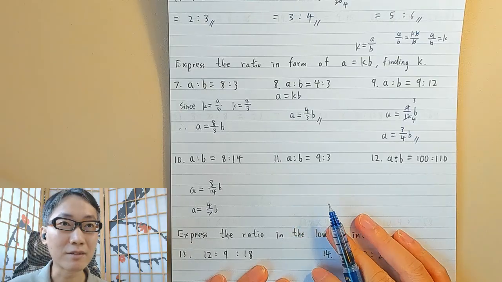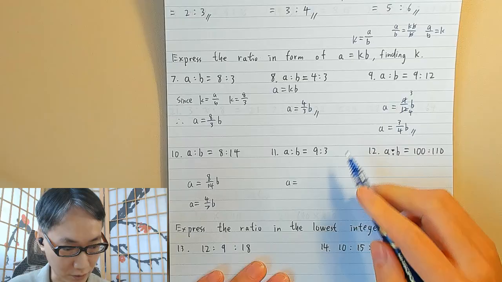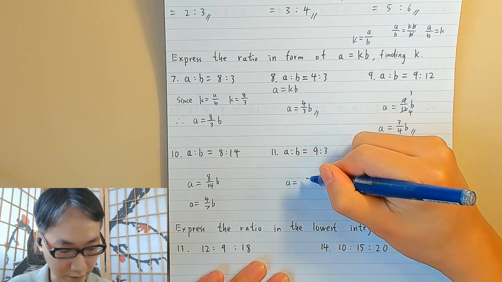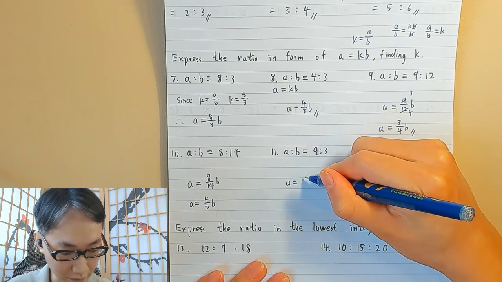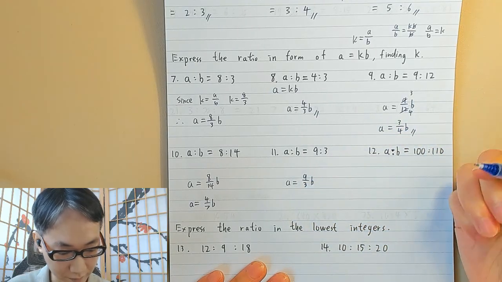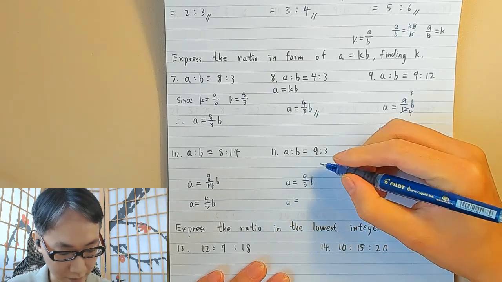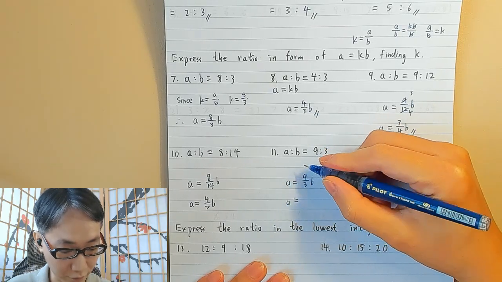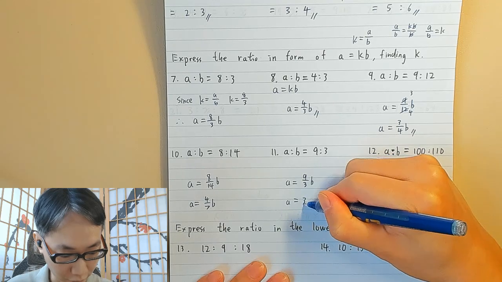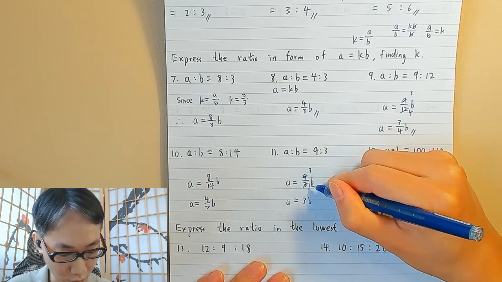Number 11, K is A over B. So A is equals to 9 over 3 B. And then I can divide both 9 and 3 by 3. So I have 3 over 1 B, and 3 over 1 is 3. So A is equals to 3B.